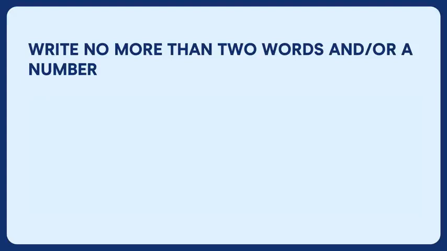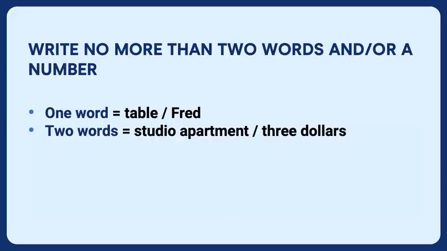So if you need to write no more than 2 words and/or a number, well, you can write 1 word like table or Fred. You can write 2 words like studio apartment or $3 where 3 is actually a word.